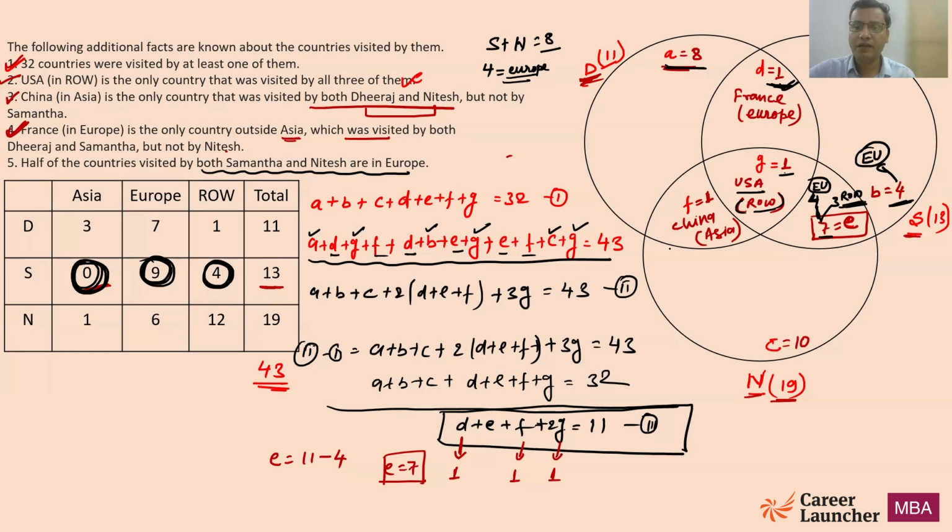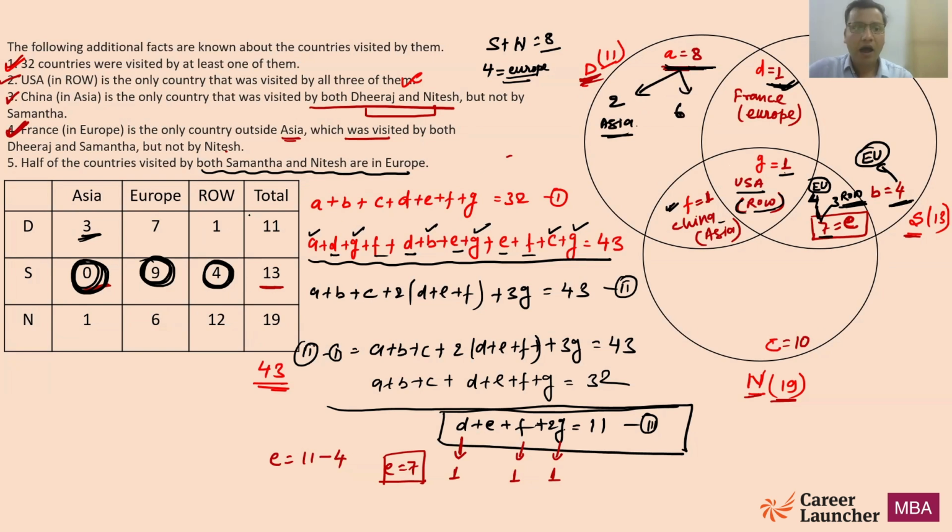So these 4 countries will be Europe, right? Now, out of 8 countries, let's quickly look at Dheeraj. Dheeraj has 8 countries which he visited alone. Out of 8 countries, Dheeraj has traveled 3 in Asia. Now, for Dheeraj, we have only 1 Asia here, right? So can I say out of this, 2 will be Asia? So in total, this is ROW, this is Europe, and this is Asia. This is only 1 Asia as of now, which is China. So 2 will be Asia, and the rest 6 will be what?